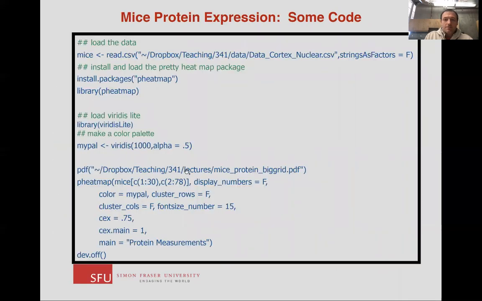All right, so here's some code I used to create the heat map. I used the package pheatmap. You can find the data in Canvas. It's called Data Cortex Nuclear. And what I've done here is I've used the viridisLite package to make a color palette, and then I use the pheatmap function to create that graphic you just saw. This can be a nice function to use.